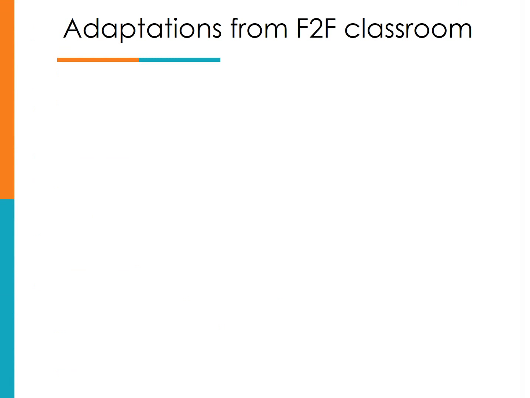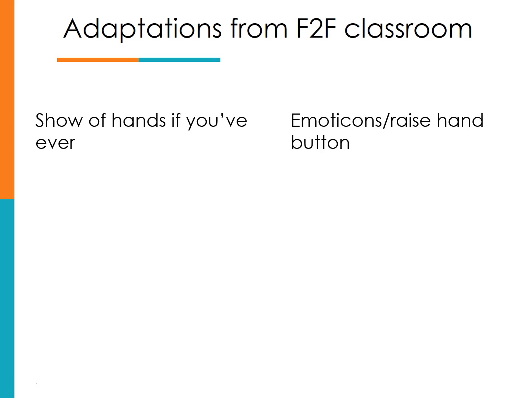On this slide, I'm going to show you some examples of adaptations from face-to-face class that you can bring into your online class. So in a classroom environment, you might say, "Can I get a show of hands if you have ever?" For this, you can ask the class to use an emoticon or use the raise hand button. If you want a student to share an example, you would simply make them a presenter and then they can talk to the class through their own microphone.